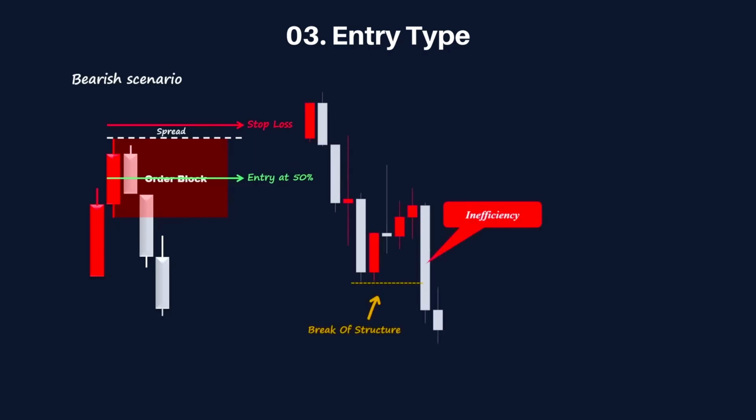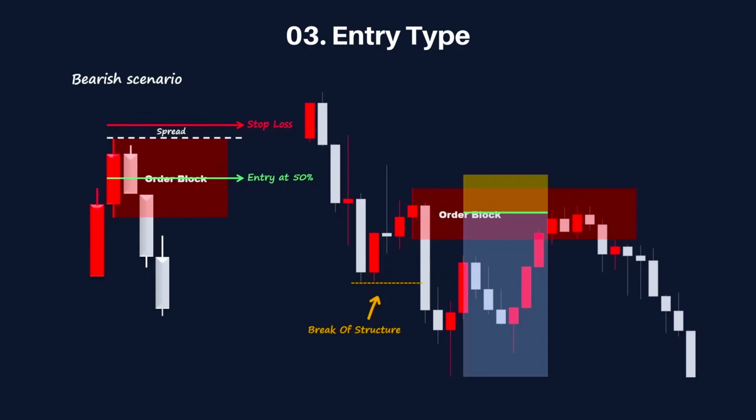Many institutional traders believe that the midpoint represents the fairest value within the order block. When price retraces into this area before continuing, it often produces exceptional reward-to-risk opportunities. Although not every retracement reaches the midpoint, the trades that do can generate significantly larger returns than standard entry methods. This is why many advanced smart money traders favor this technique.